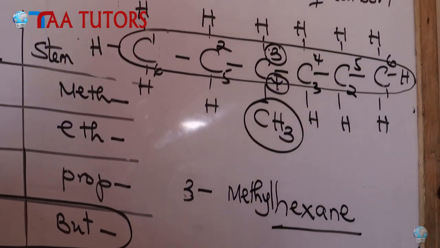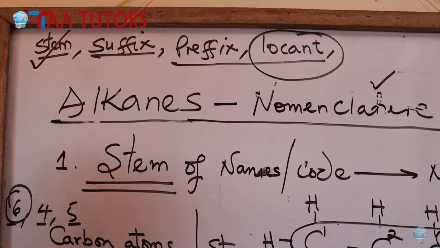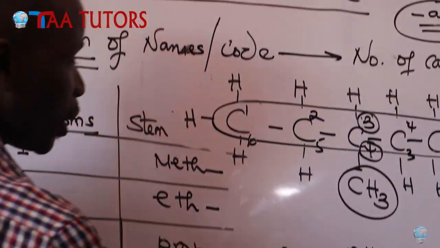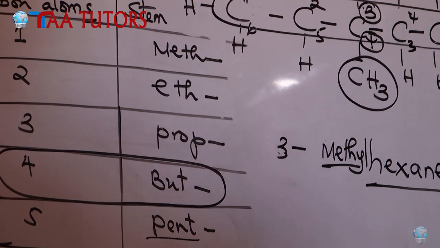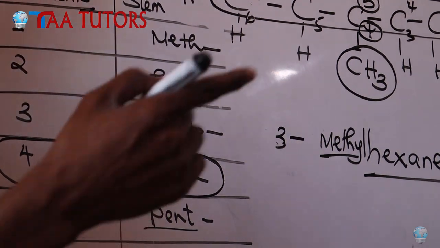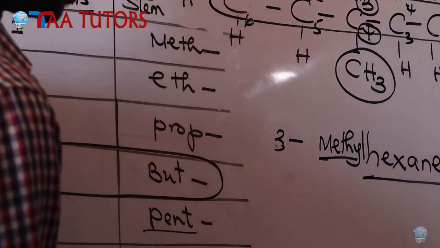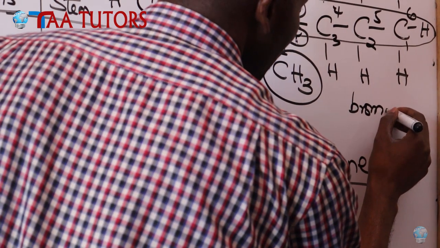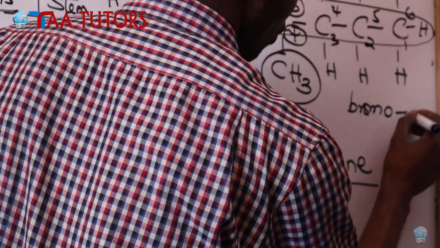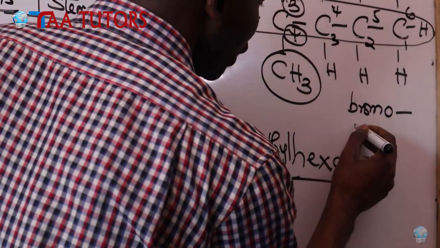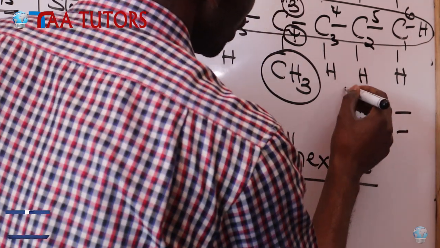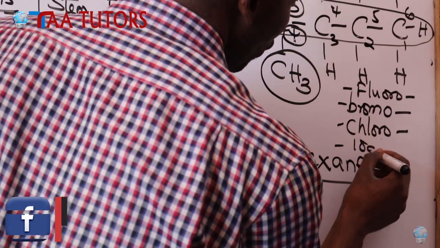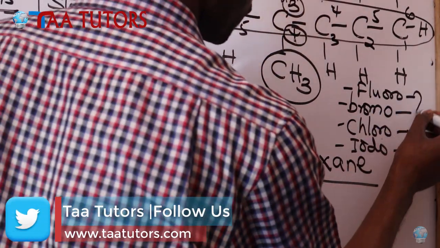Now, this is very interesting. We have been able to explain what a stem is, and I believe you understand. We have gone to the suffix for alkanes, and you have understood that one. We have gone to the prefix. The prefix could be alkyls: ethyl, methyl, propyl, butyl, and so on as you continue. It can also be a halogen. If you have bromine, the prefix will be given as bromo, not bromine. If it is chlorine, it will be chloro. If it is fluorine, it will be fluoro. If it is iodine, it will be iodo. So these are also going to feature here.